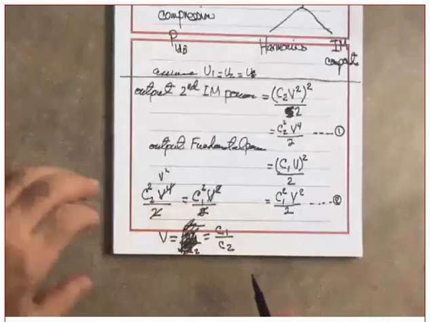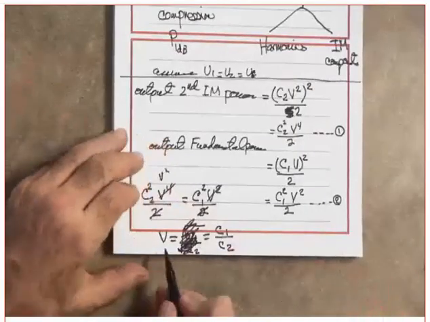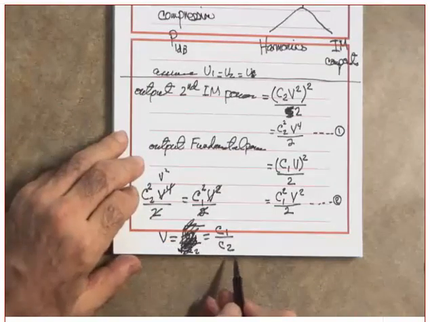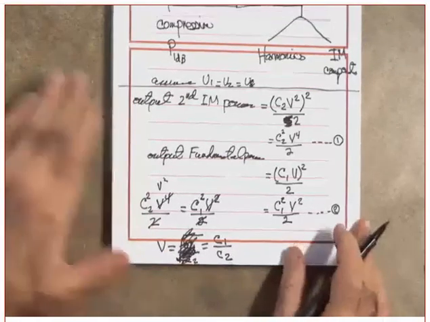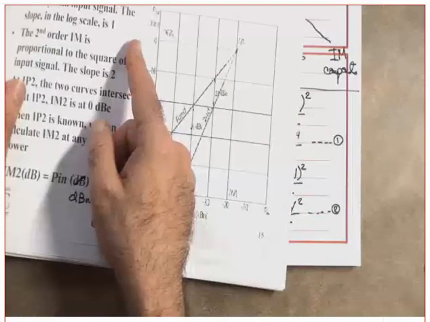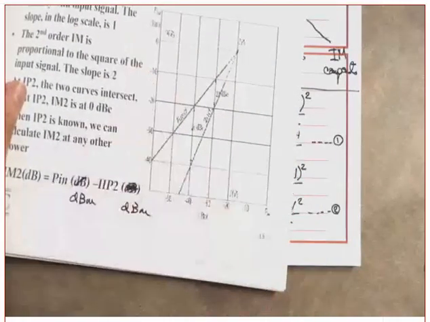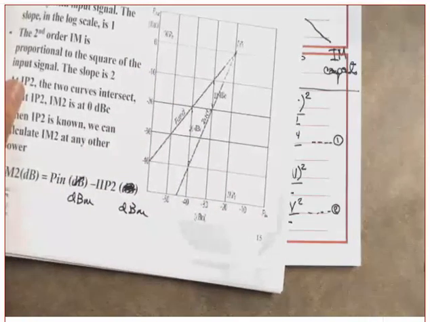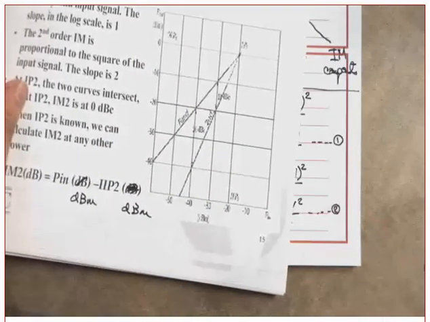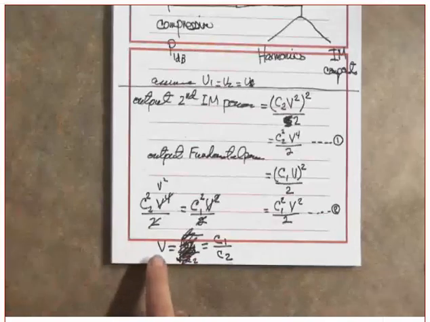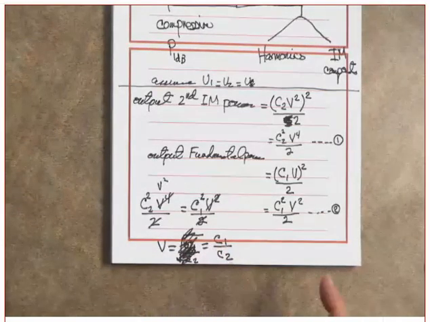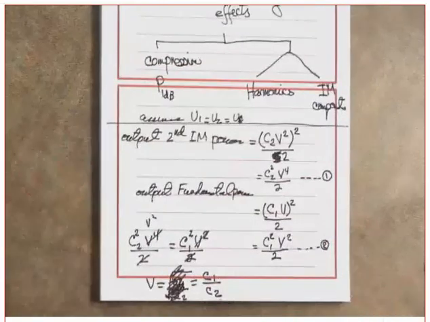By the way, can you give me what is the IIP2? You got V equal to C1 over C2. Yes? Whether you look at it from the input or from the output, and whether you take the fundamental or the second order intermod, it doesn't matter. Why? Because they are equal. What do you plug in? In place of V, you plug in C1 over C2.